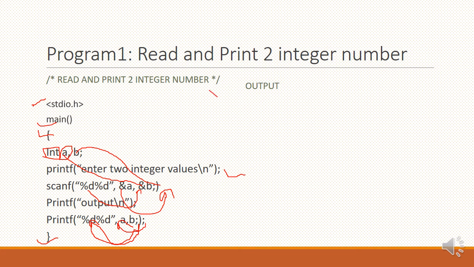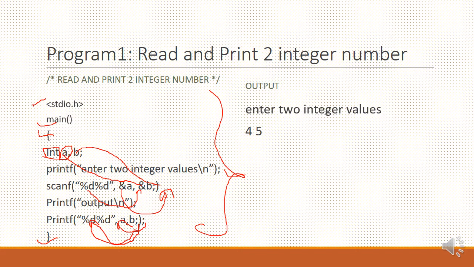After executing this, what is the output you are going to get? First, according to this, it is going to print enter the two integer values. So after executing, it prints enter two values, and you enter the values of a and b, that is 4 and 5.